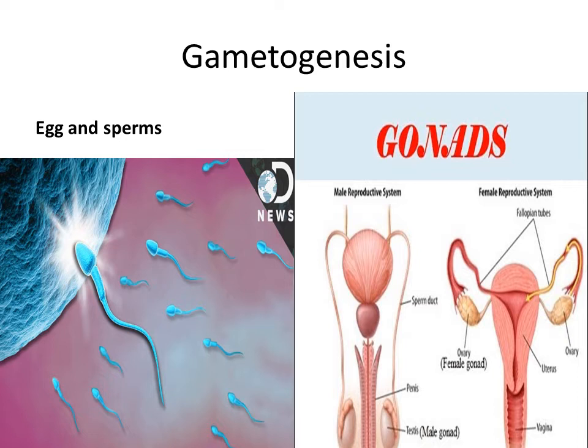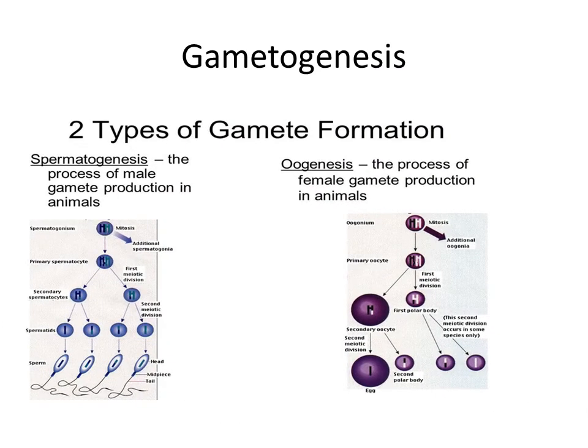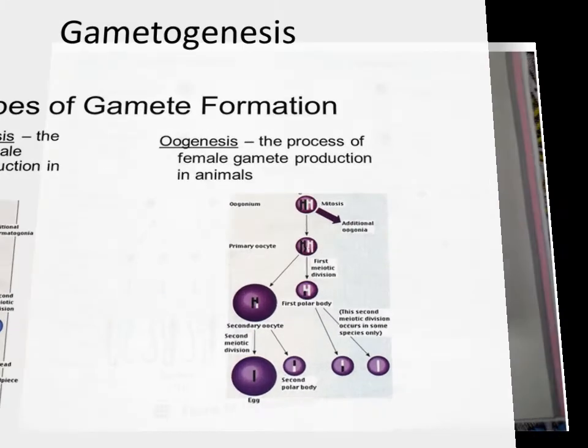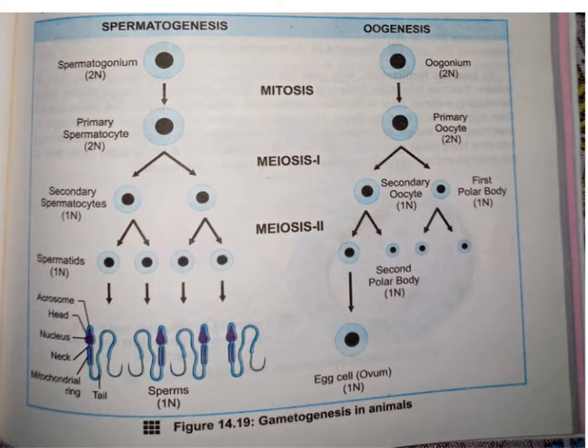So here you are watching the testes and ovaries on your screen. Then the production of sperms in testes is called spermatogenesis, and the production of the egg cells in ovaries is called oogenesis. Next, I will discuss about spermatogenesis and oogenesis.